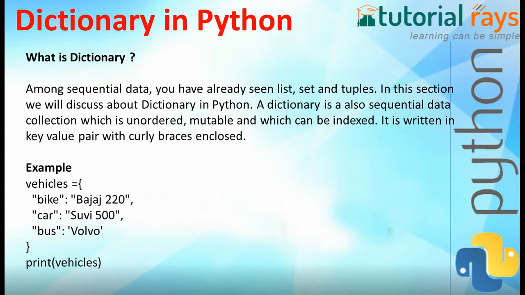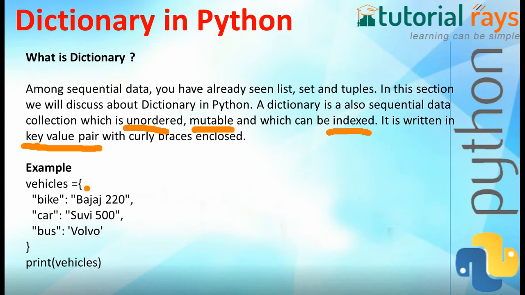So in a dictionary there are the following few points. The first one is, dictionary is unordered. Second, it is mutable, that means it can be changed, and also it is indexed. Apart from that, it is written in key value pairs. So there are four important points. It is unordered, mutable, as well as indexed, and it is enclosed in key value pairs. So here you can see the syntax of declaring a dictionary.